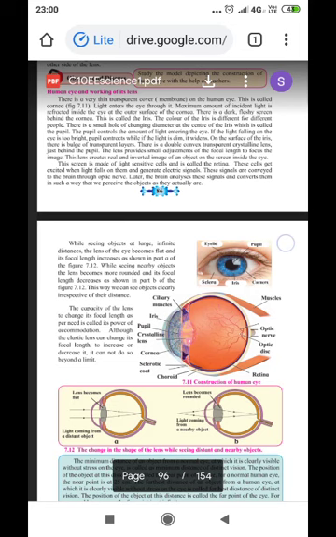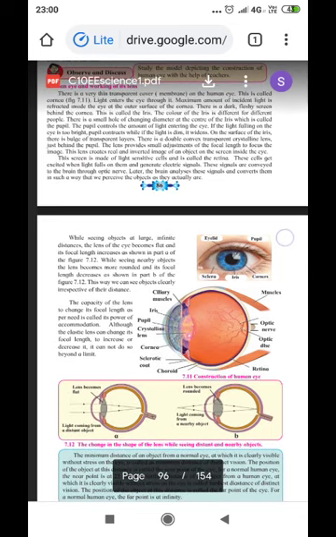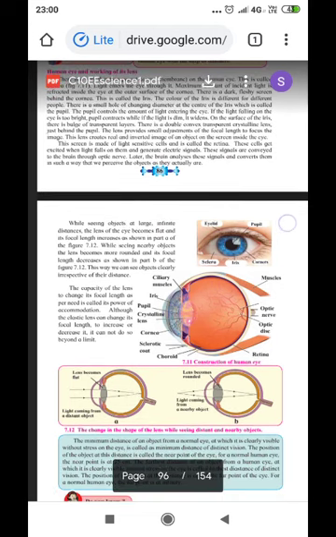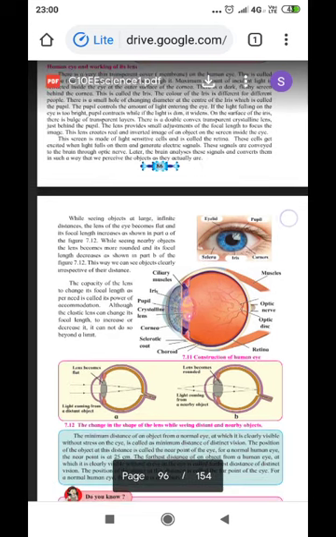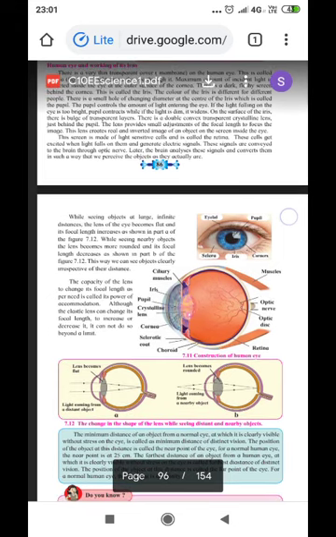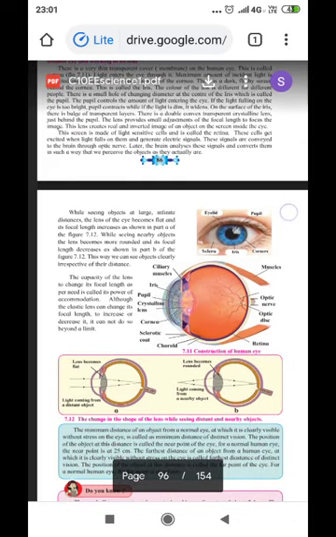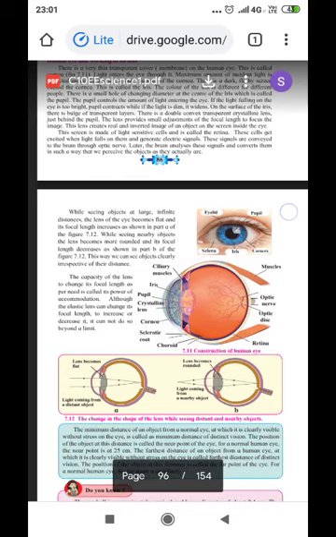The screen is made up of light sensitive cells and is called the retina. These cells get excited when the light falls on them and generate electrical signals. These signals are conveyed to the brain through the optic nerve. Later, the brain analyzes these signals and converts them in such a way that we perceive the objects as they actually are. So it is a process where light rays fall on the retina, connected by the optic nerve to the brain, and then the brain adjusts it and we observe the object as it is.